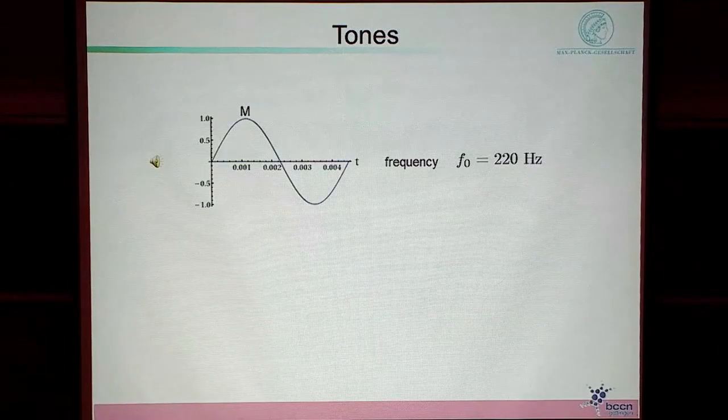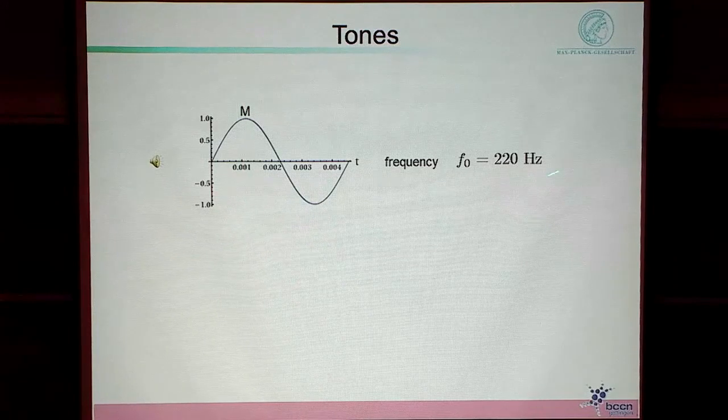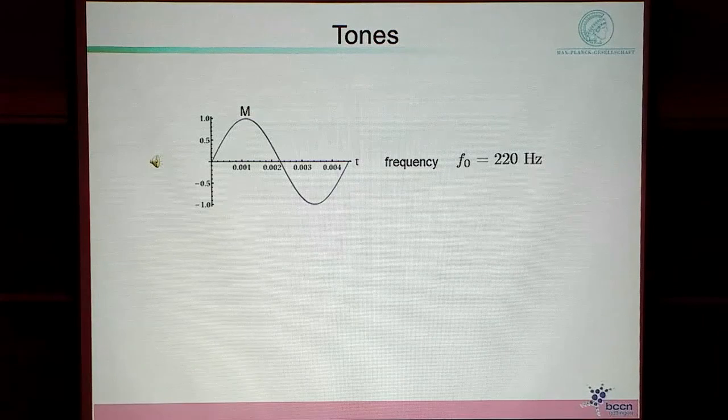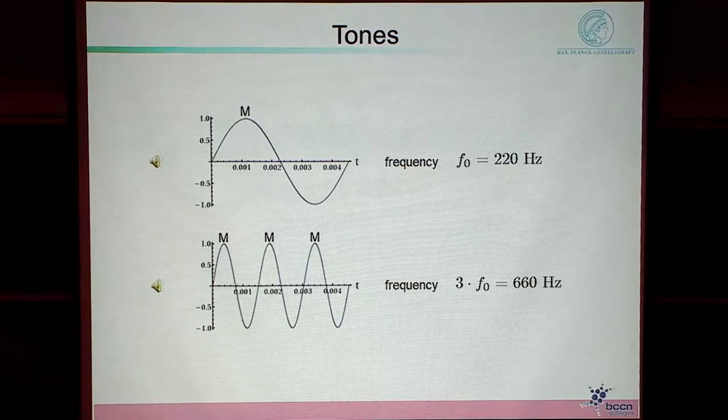Every tone has a frequency. The frequency is the number of ups and downs in one second. So a low tone has a low frequency. And a high tone, like three times higher, has a high frequency, so three times as many ups and downs. That's the frequency of a tone.